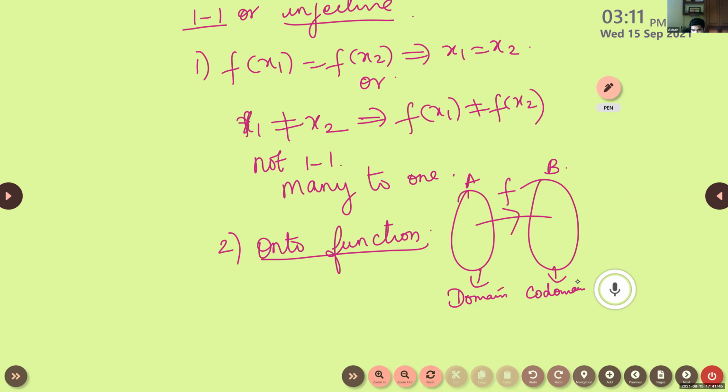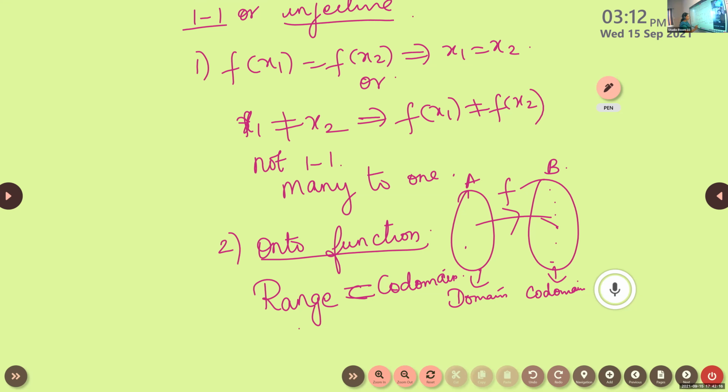So every element in the codomain has some pre-image. Every element in the codomain has some pre-image, that means we call it onto. That is the same as the range being the same as the codomain. Range is equal to codomain. If the range is the same as the codomain, then it becomes an onto function.